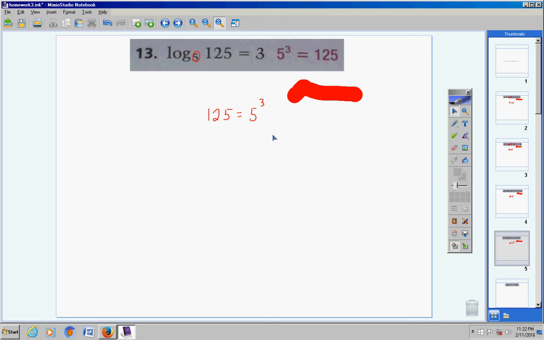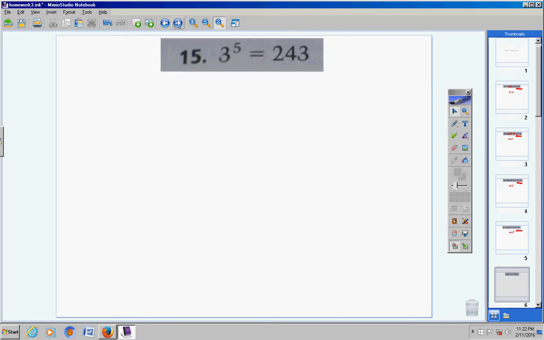Now for the next 4 problems, you're going to be given exponential expressions. You're going to write them logarithmically, okay? Alright, let's go ahead and get started with these. Number 15.